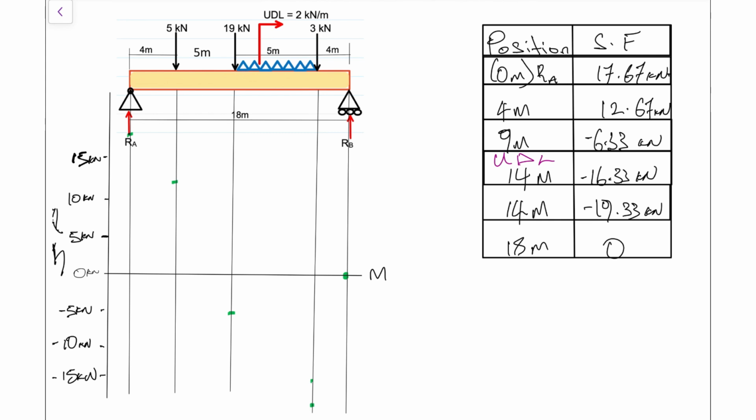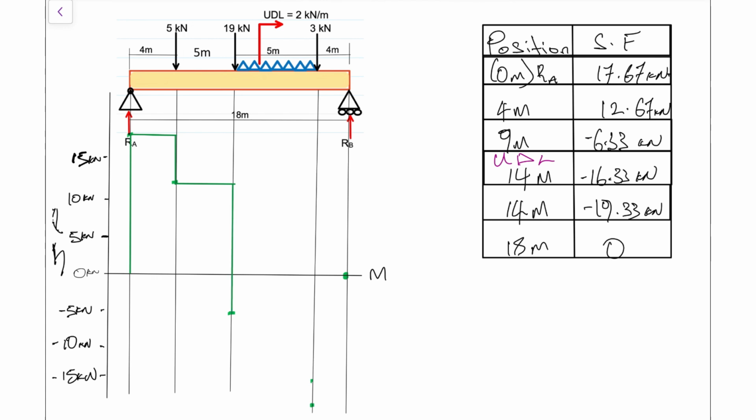So as expected, from 0 all the way up to our first point. Then we need to go across to the 4 meter mark. Then come down to that 12.67. Then we go across to that next point there, which is our 9 meter mark. Then we go down to the negative 6.33.